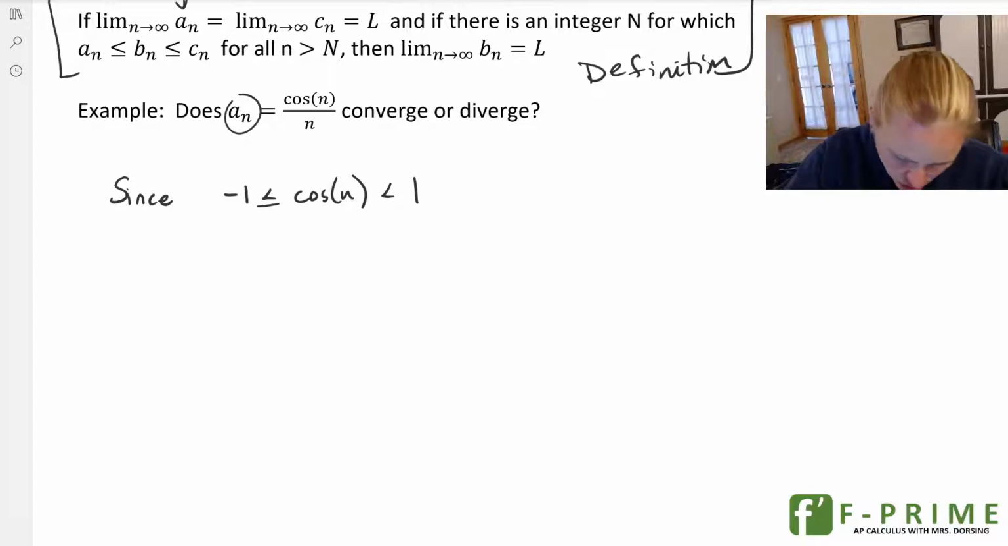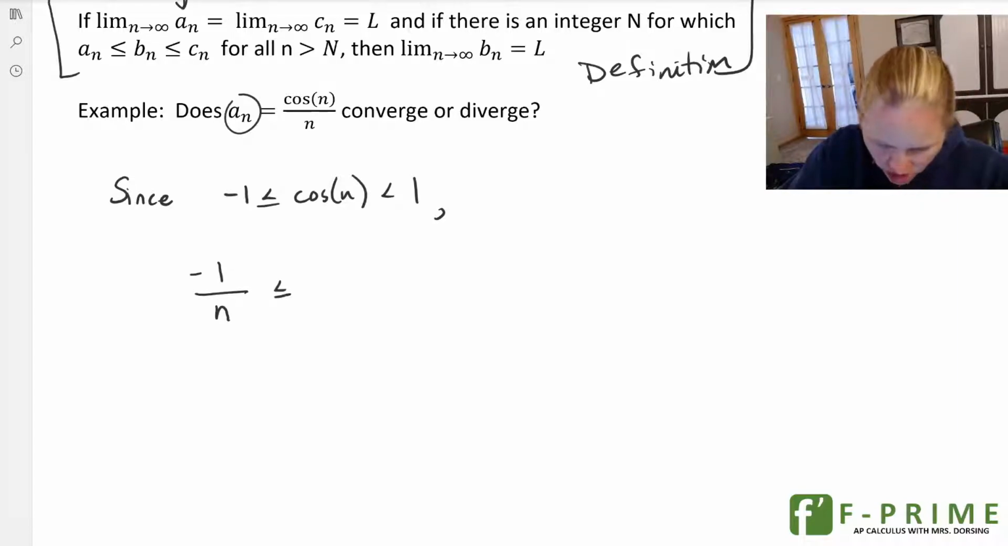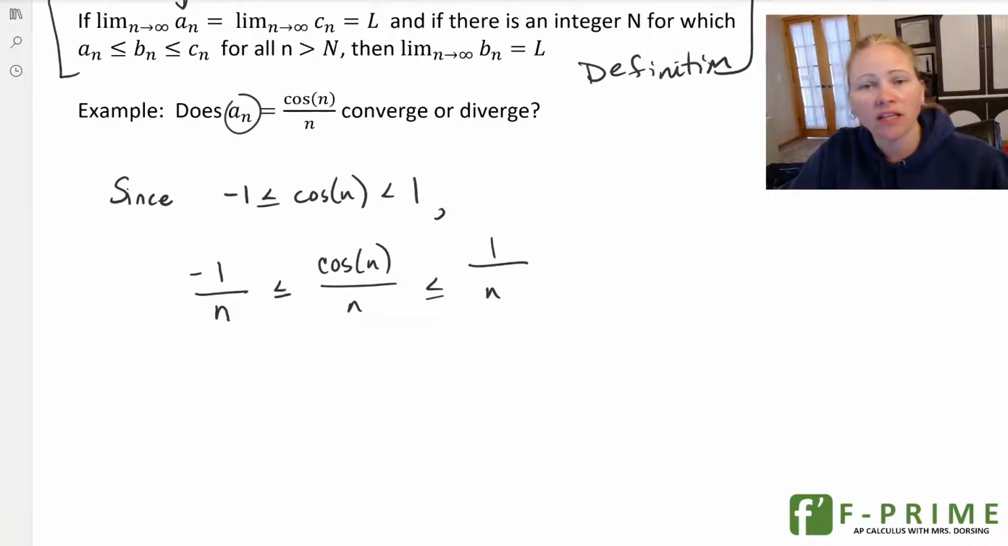Since this is true, we can also then say that -1 over n, we're just going to take each of these terms and set it up like that. Since the numerator is always between -1 and 1, we know that this function will be between -1 over n and 1 over n. So what we're doing is we're setting ourselves up here.